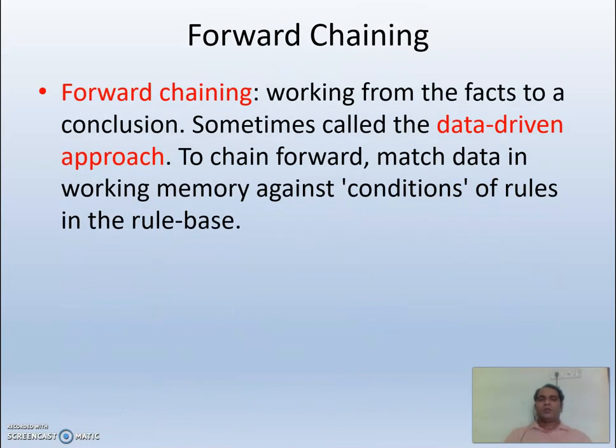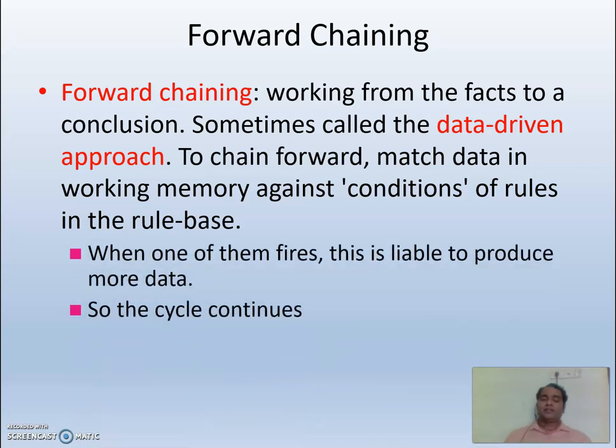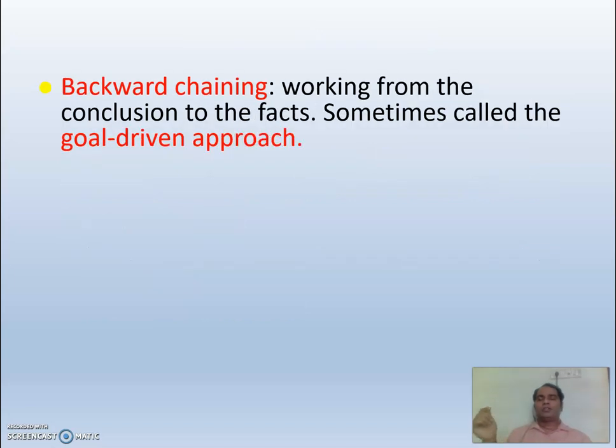Forward chaining is working from the facts to a conclusion, sometimes also called the data driven approach. You are driven by the data to the goal. To chain forward, match data in working memory against conditions of rules in the rule base. So you have some rule base, consider the rules and go ahead as the rules give new conclusions. Based on new conclusions, further rules are applied, and ultimately you try to reach your goal statement. So when one of them fires, this is liable to produce more data. So the cycle goes on continuing until you reach the goal.